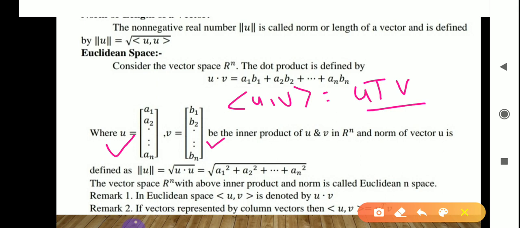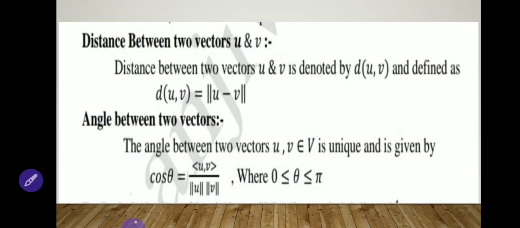Then the next one is the distance between two vectors u and v. So how do we find the distance between two vectors?